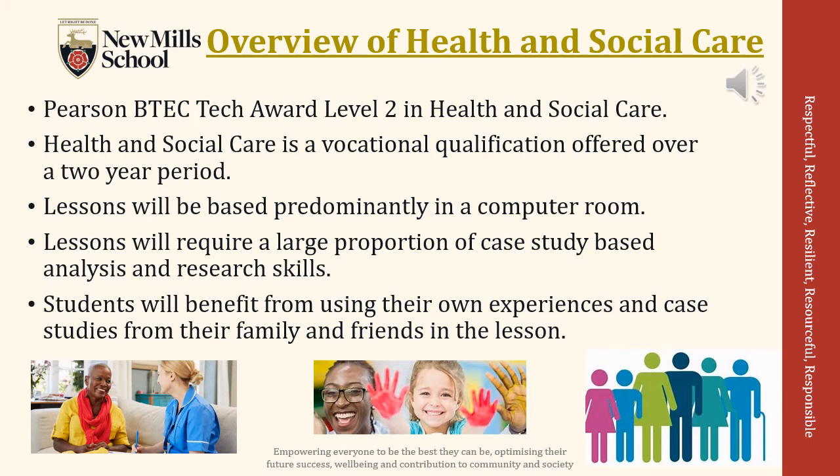Firstly, a little bit of information about health and social care as an overview. Health and social care is a BTEC Tech Award Level 2 qualification. So it is the equivalent to a GCSE qualification, but it is more vocational based. So it's a vocational qualification that is taken over a 2-year period. Lots of the work will be producing coursework, which I'll talk about on the next slide with assessments, and this course is very suited to students who prefer to complete work on an ongoing basis rather than all of the work at the end of a 2-year period and just on exams.